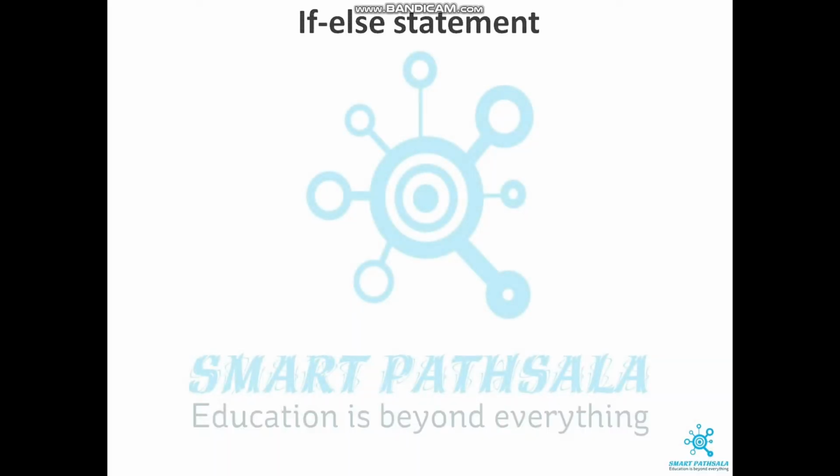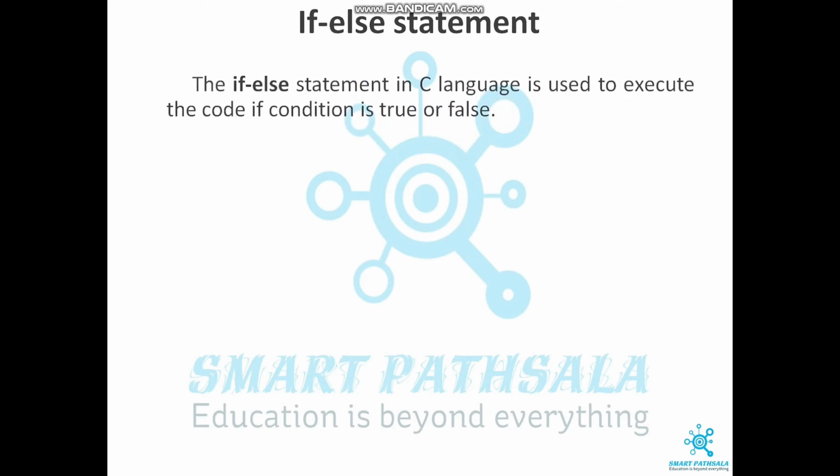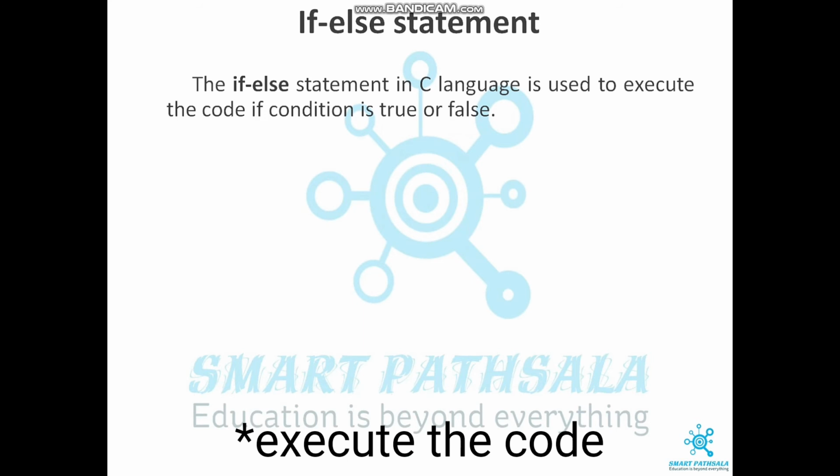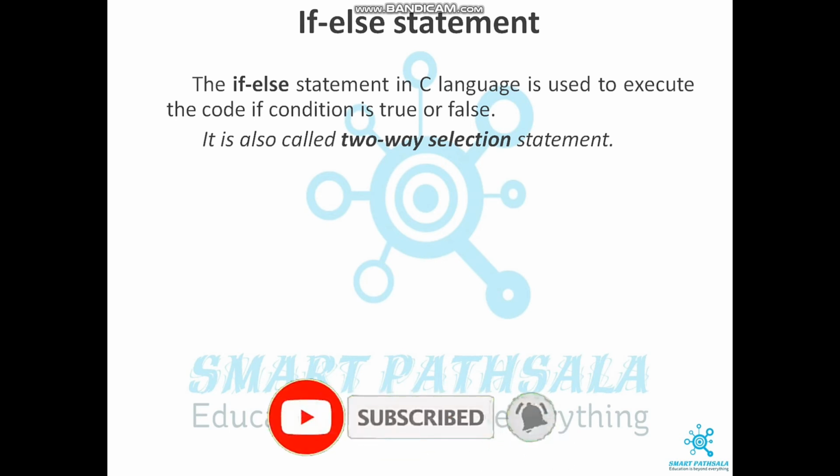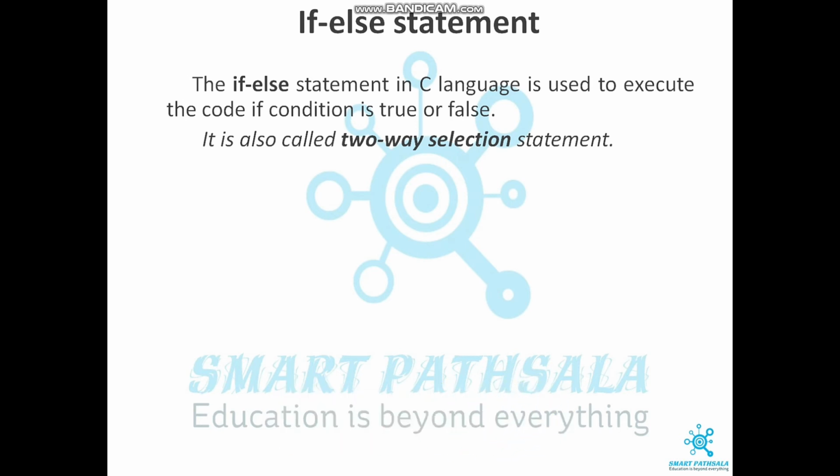The next one is the if else statement. Now what is the if else statement? The if else statement in C language is used to execute code whether the condition is true or false. It is also called a two-way selection statement. In the previous if statement we have seen that the statement is executed only if the condition is true. Now here in if else, for both the true and false condition, a statement will execute. So it is called a two-way selection statement.